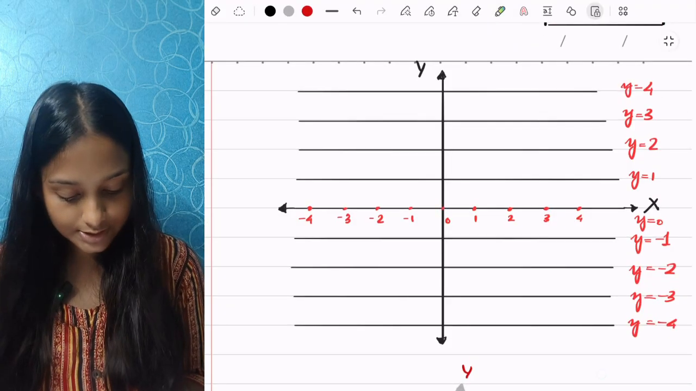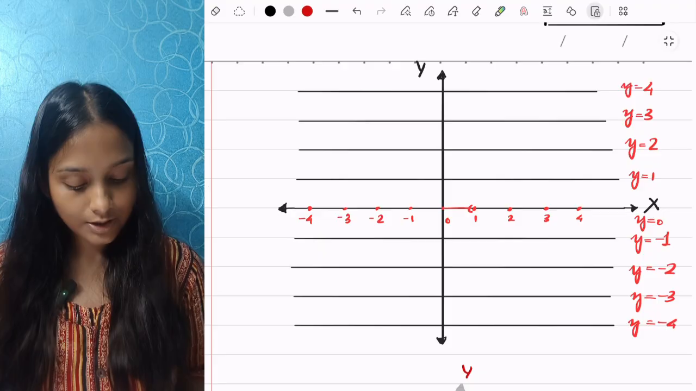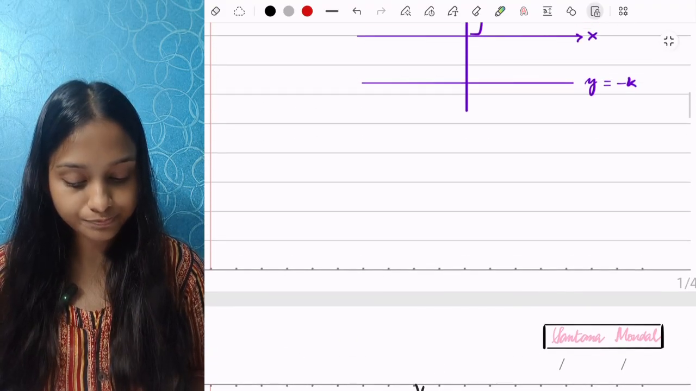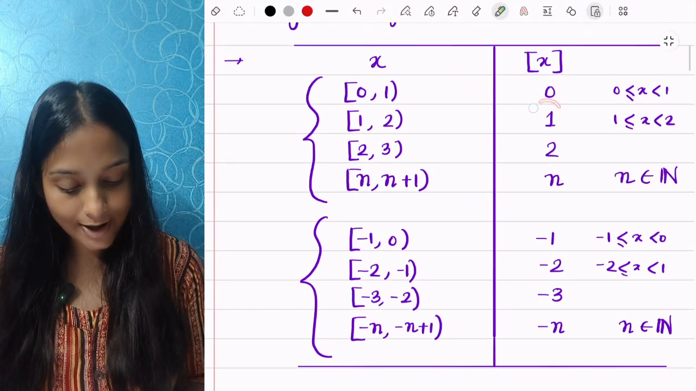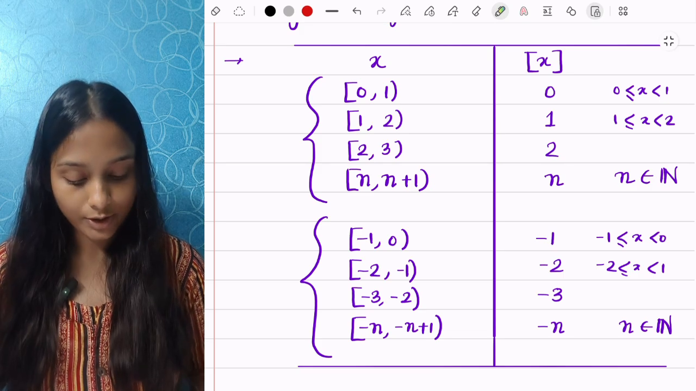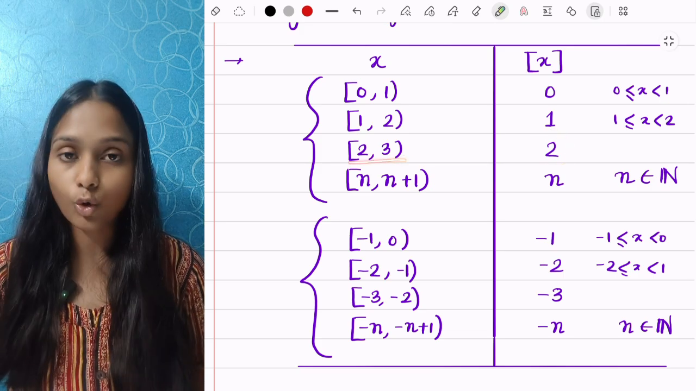So between this close 0 to open 1, we must have y equals 0. That means closed 0 and open 1. Similarly, let us see where y equals 1 occurs. So here we can see that y equals 1 occurs in the interval closed 1 to open 2. Similarly, y equals 2 occurs in closed 2 to open 3.